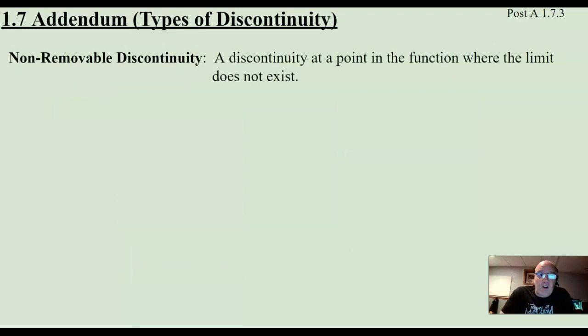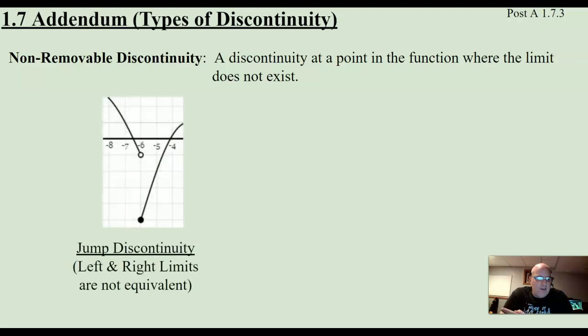But then we have these things called non-removable discontinuities, and that is a discontinuity where the limit does not exist. And so in this particular example, we can see that the limit as x approaches -6 from the left is a different value than as x approaches -6 from the right. Therefore, the graph jumps, and so we call this non-removable discontinuity specifically a jump discontinuity.